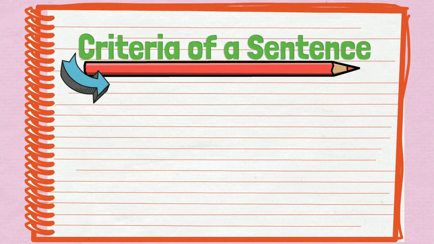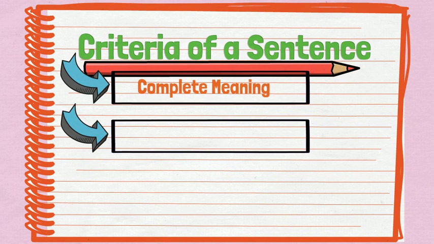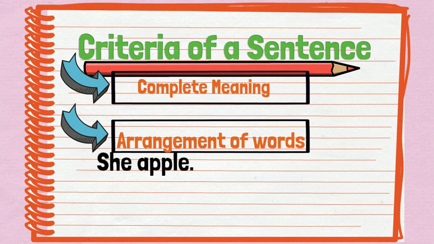Today we will learn criteria of a sentence. We know we have two criteria. First one is complete meaning and the other one is arrangement of words. Let's take an example. She apple. This sentence is wrong. Why? Because here we are not getting complete meaning.